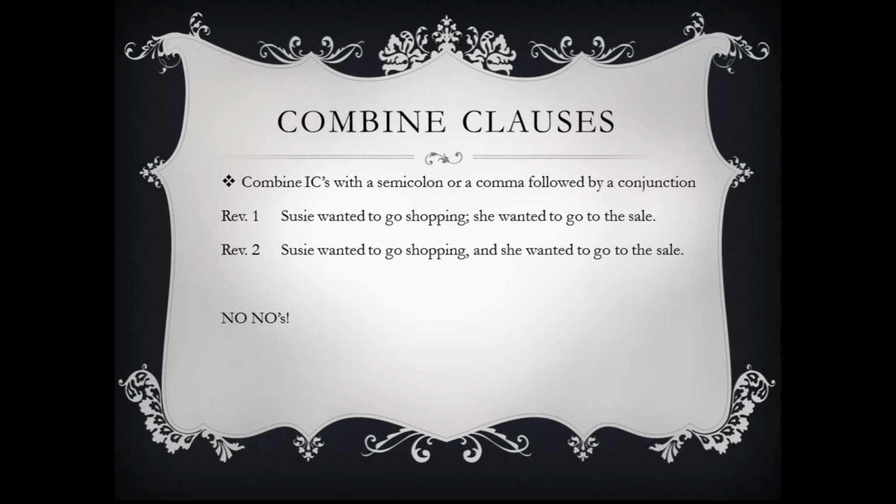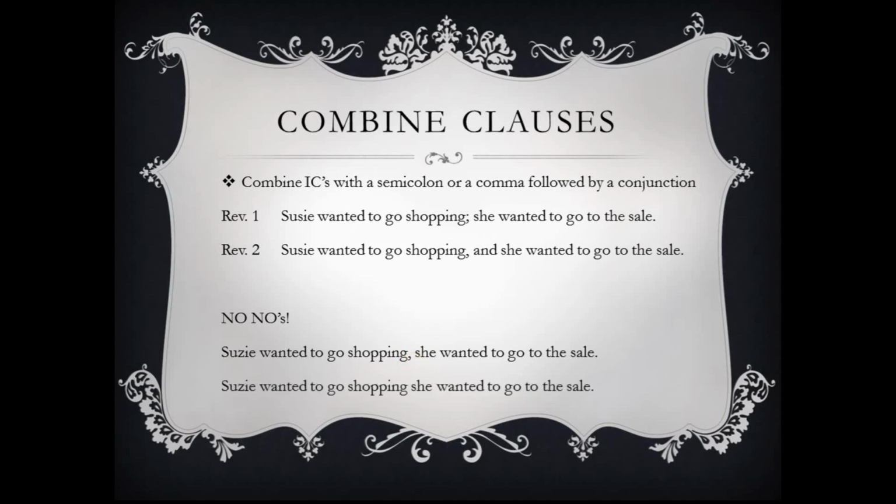Of course, we have some things that you should never do when you are combining independent clauses. If you're going to use a comma, you must use a conjunction. You cannot use a comma just by itself. They also need to be combined using some sort of punctuation. You can't just completely leave the punctuation out, as in this case. So this would be what we would consider a run-on sentence. Susie wanted to go shopping she wanted to go to the sale. There's no punctuation there to indicate that you need to take a pause between shopping and she.